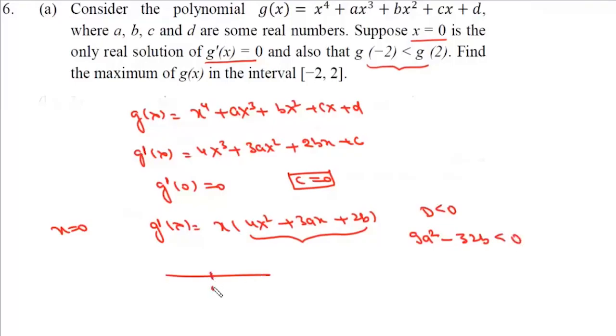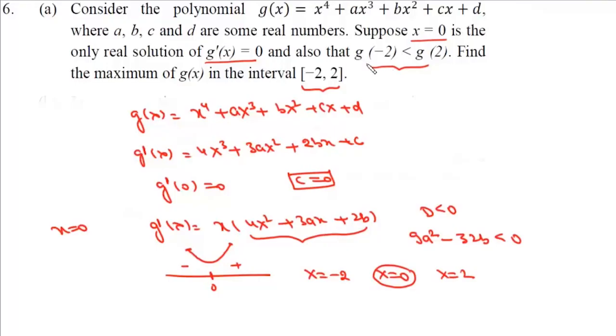So from here we get 9a square minus 32b is less than 0. Now if we look at 0, the right side is positive and the left side is negative. So this function decreases and then it increases. For this function in the interval -2 to +2, the critical points are x equal to -2, x equals 0 and x equals 2. Now x equal to 0 is a point of local minima, so it will have maxima at either -2 or +2.